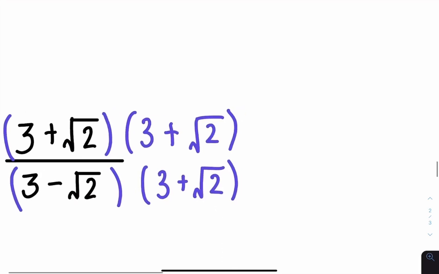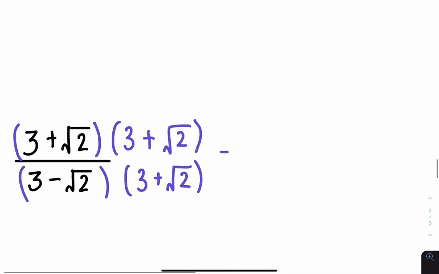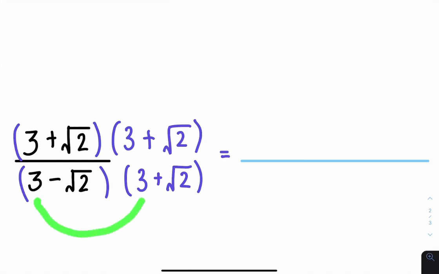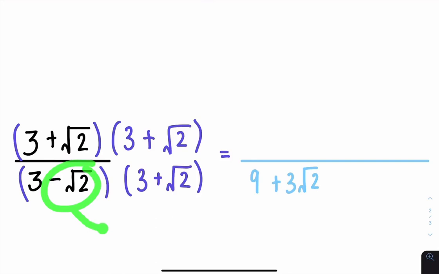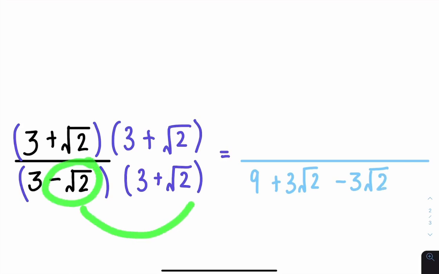Now, simplifying both of them, let's deal with the denominator first. Let me use a different colour. So, 3 multiplied by 3, 9. 3 multiplied by root 2 is plus 3 root 2. Then we do minus root 2 multiplied by 3 gives you minus 3 root 2. As you can see, they're already going to cancel. And then minus root 2 multiplied by plus root 2 will just give you minus 2.